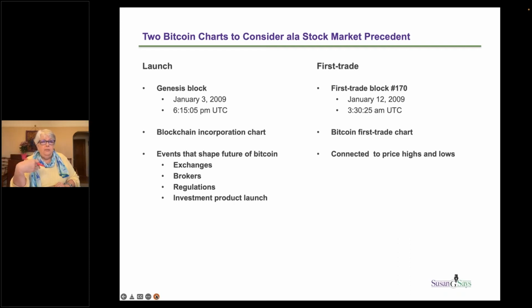So anyway, the first trade block I think is going to be more useful for watching the market. Is Bitcoin going to make a high or a low? The events that shape it are not necessarily connected to highs and lows, but actually they often have been. But I think what I've discovered is that one, the first trade block chart is important, and two, it's more sensitive to price than the launch chart.